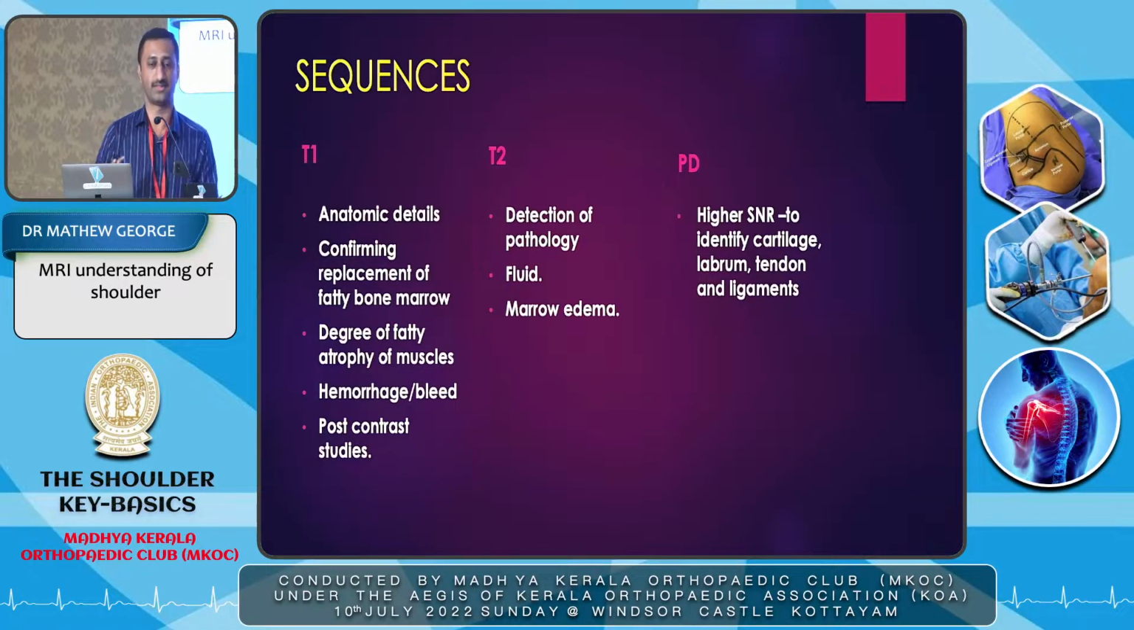So nowadays, if you ask me which sequence do I use, PD. I can use a PD, and I can also use fat saturated. Fat saturated means all the fat is made black, so only the pathology, which is seen as white, will be shown. So these are the main sequences we use.